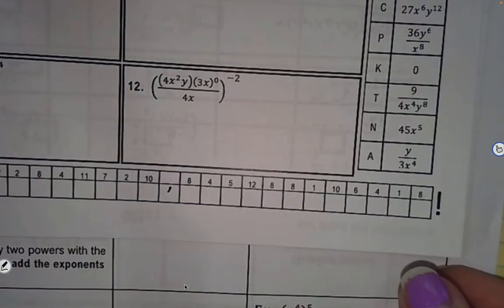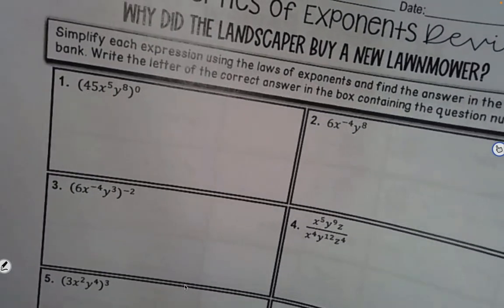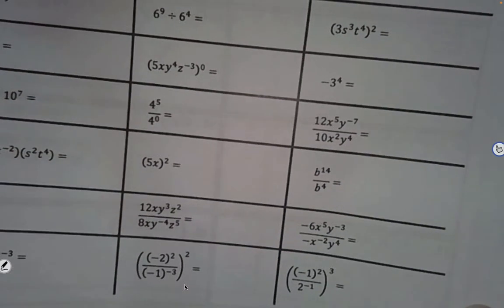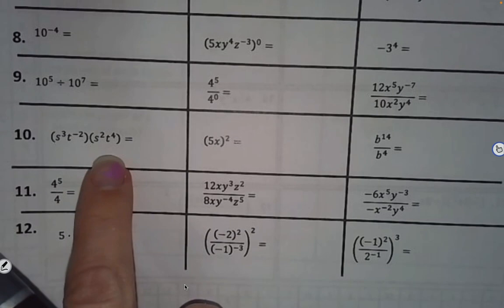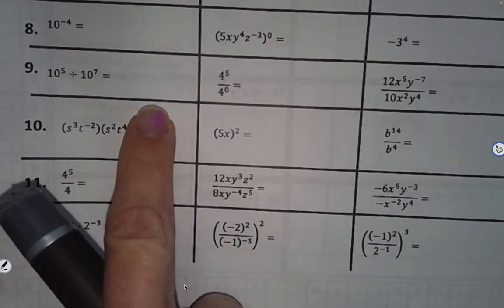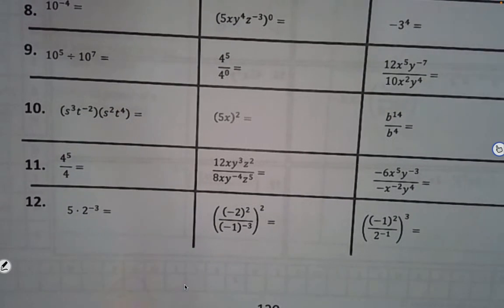So I did several of those. Remember, anything to the 0 power is 1. Several of those on these sheets. Okay, what one are you on? 10 and 12, part A. Both of these, because I got an answer, but I don't know if I did it right. Okay, let me do part A.